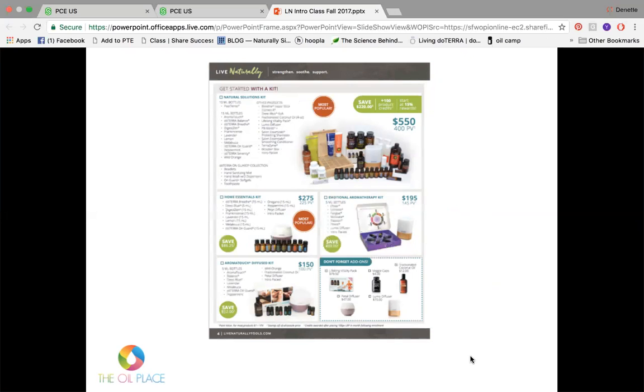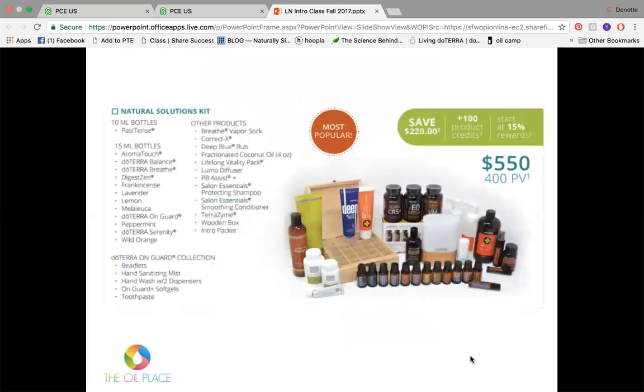So I'm not going to go over all of them. I'm just going to pick 2 kits that are my favorite. The first one is the Natural Solutions Kit. This one is the most popular kit. And one thing you'll notice, it says 100 product credits.